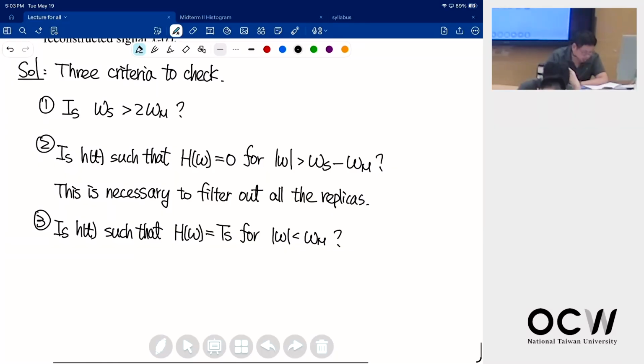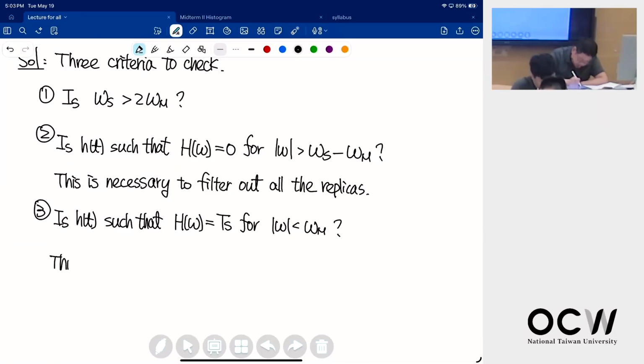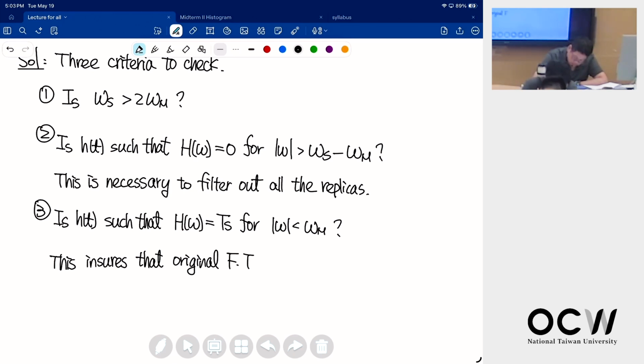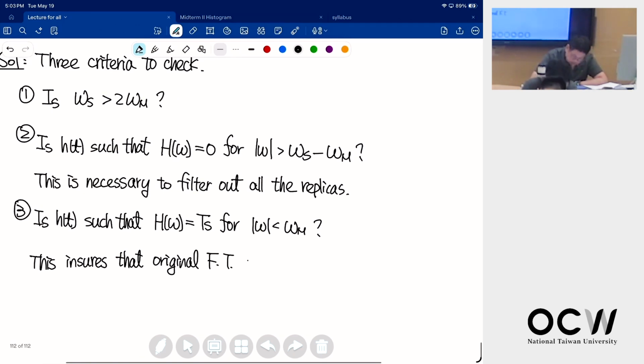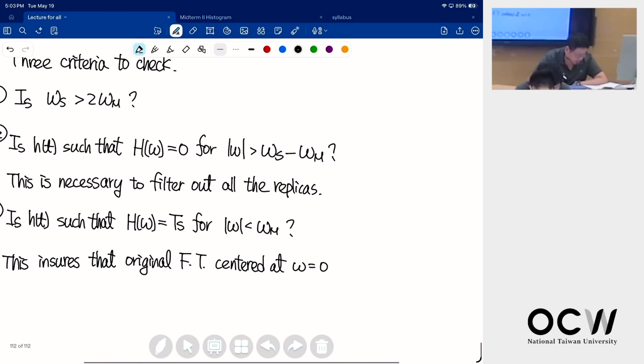So this ensures the original Fourier transform centered at omega equals 0 is passed unaltered.